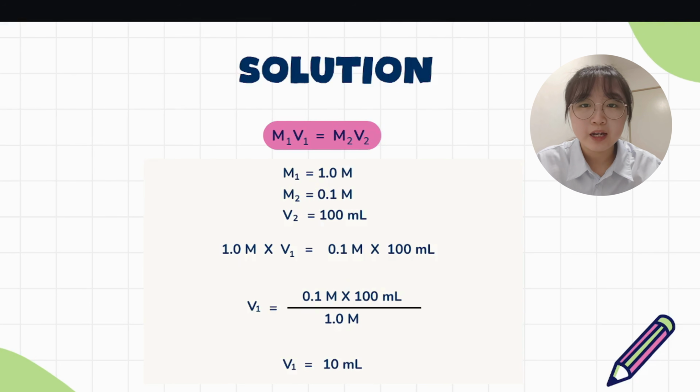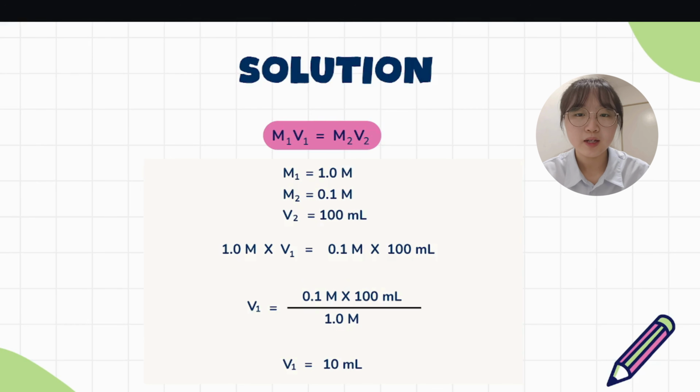Alright, so I hope you can understand the situation. Firstly, you need the dilution formula, which is M1V1 equals M2V2. But before all, you need to know the value for each one. In this case, M1 equals 1.0 M, which is the stock concentration. M2 equals 0.1 M, which is the concentration that Josh wants, and V2 equals 100 ml, the final volume that Josh needs. So in this scenario, we're going to find V1, which is the volume that Josh needs to take from the stock solution.